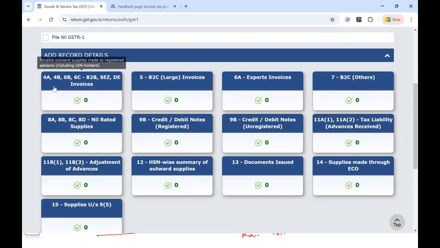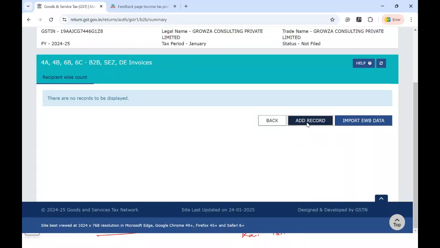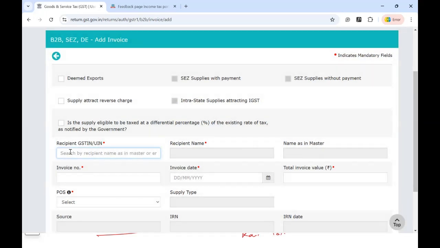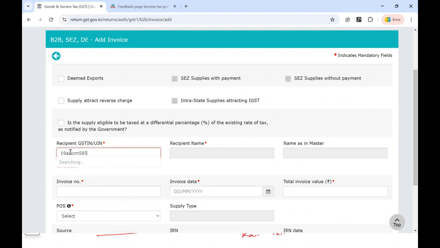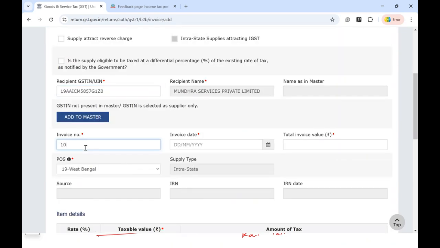First, we need to use this table 4A, 4B, 6B, 6C, etc. That is B2B transaction. Need to click over here. Then we need to add record. We need to add the GST number of the buyer, of the recipient. Say I'm providing the GST number of the recipient.